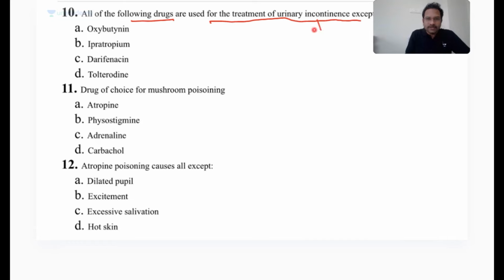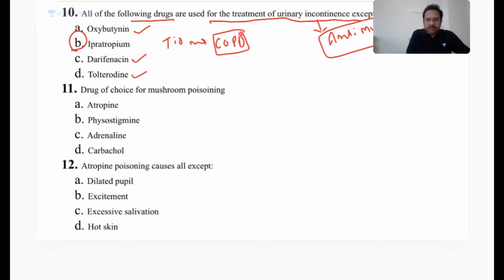Now, to treat urinary incontinence, antimuscarinics are used. Like oxybutynin, darifenacin, solifenacin, tolterodine, fesoterodine, all of them are used. The only exception is ipratropium. Now, ipratropium and tiotropium are used to treat chronic obstructive pulmonary disorder. What they do is they reduce the bronchial secretions, so the pulmonary obstruction will get relieved. So this is used specifically to treat COPD.